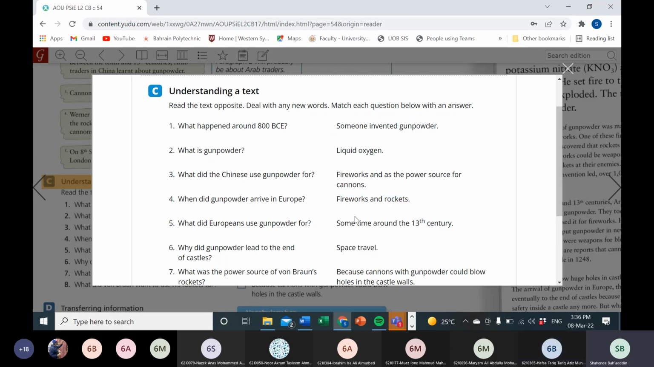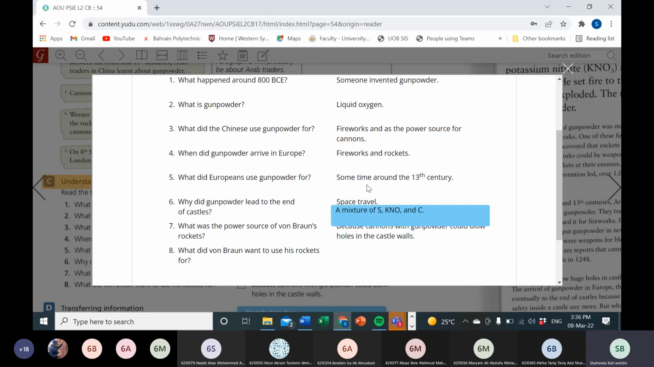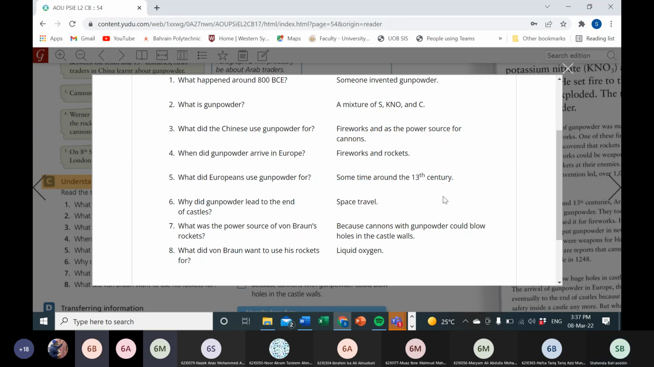What is gunpowder? You said it is a mixture of sulfur, this nitrate, and carbon. Very good. What did the Chinese use gunpowder for? Fireworks and rockets. Very good. For fireworks and rockets, or for fireworks and as the power source for cannons? Which one? Fireworks and rockets. Yes, very good.